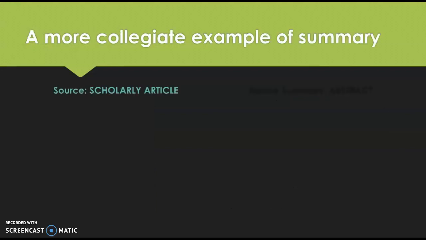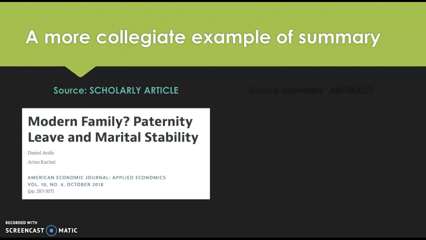But here we have a more sophisticated college-appropriate example of a summary. We've got a scholarly article here entitled Modern Family, Parental Leave and Marital Stability. As we can see, this article was published in 2018 in American Economic Journal. And we can also see at the bottom there that, if my math is correct, it's 24 pages long.